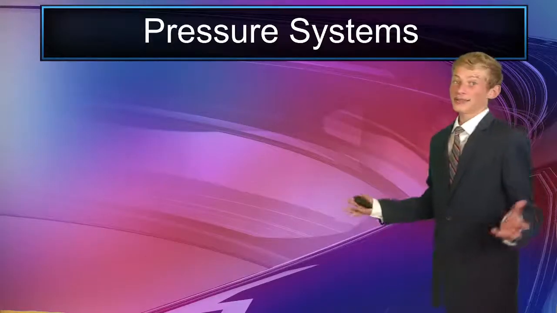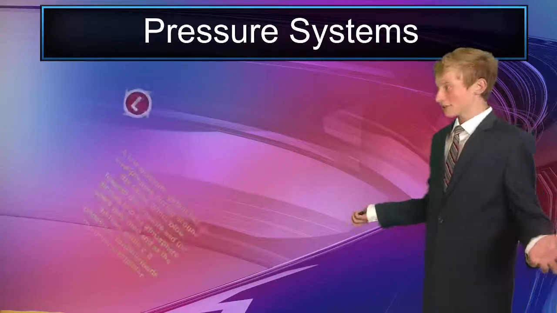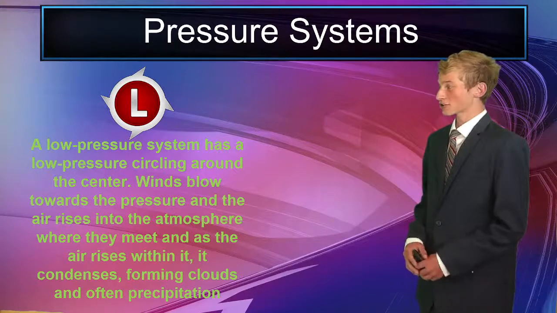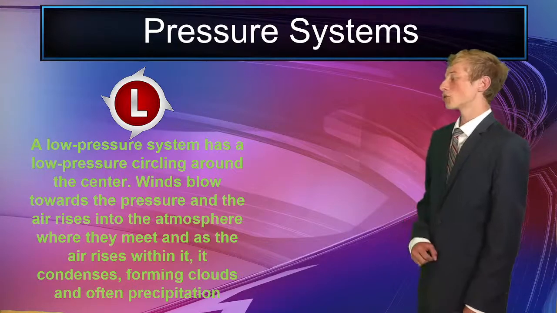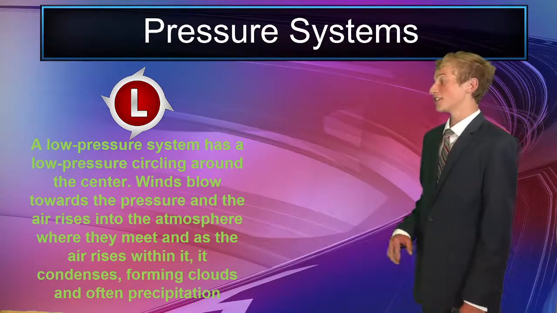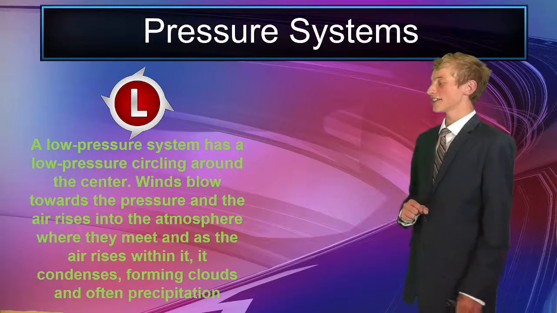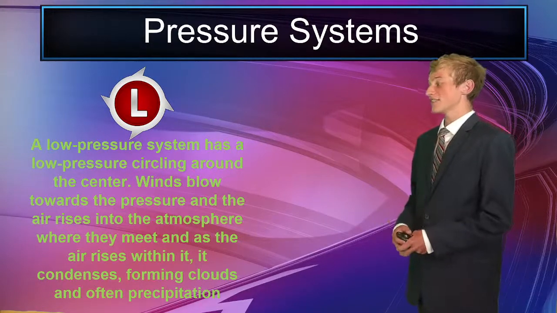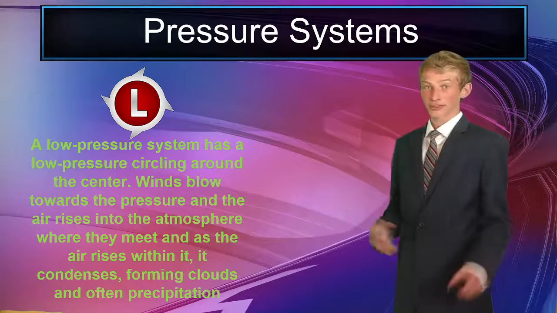Now, I keep saying pressure systems. What are pressure systems? First of all, we have a low pressure system, which has low pressure circulating around the center, with winds blowing towards the center of pressure, and the air rises into the atmosphere where they meet, and the air rises within it and condenses, forming clouds and precipitation.